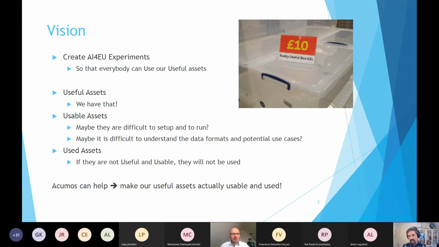So to make them usable, maybe they are difficult to set up. So we can use Akumas for that. We put it into a Docker container, and then it is much easier to combine it with other assets. And we also need to create something around our assets to demonstrate them, to give a demo. And this is also where Akumas more or less forces us to do this, because just a building block on this canvas of the Aku Design Studio does not do much. We need to have some kind of interaction. And then the assets can become used.